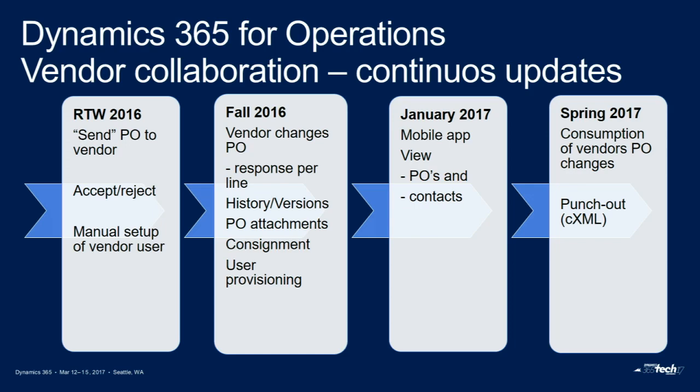And with this upcoming spring, we enable the possibility to consume the changes that the vendor does. So if we accept the PO, it's basically flowing into AX again, and the delivery dates are updated, and we can swap the PO into a confirmed state without the purchasing department doing anything. And the last thing that we are coming with in the spring as well is the punch-out for CXML.